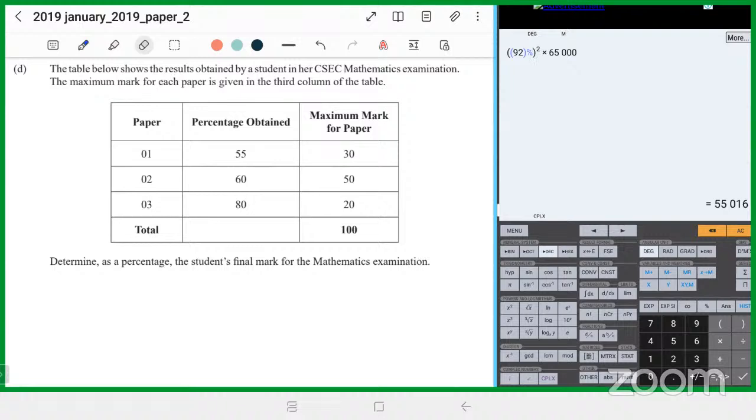And since the total is already out of 100, whatever you get as a total mark here is also going to be a percent, because it's already out of 100.